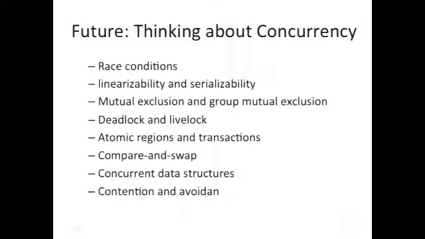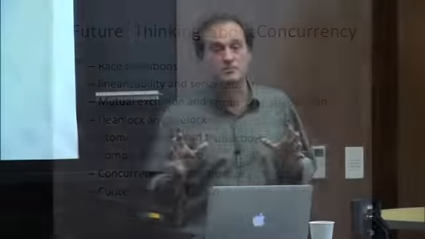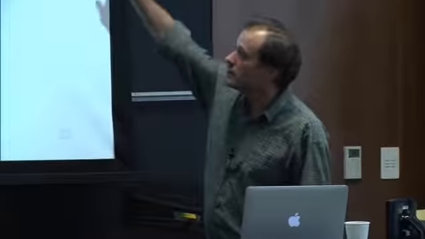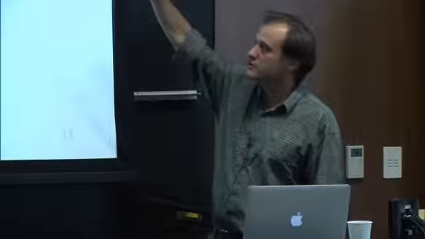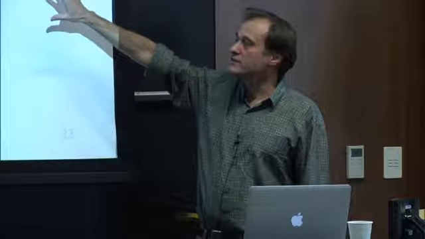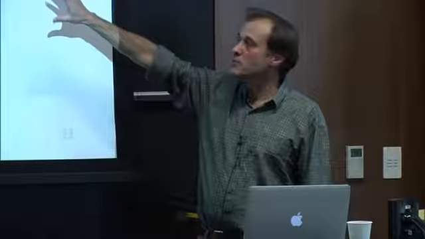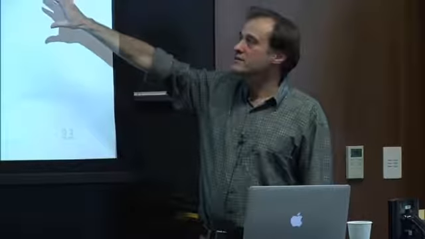In terms of the future, like I said at the beginning, this course focuses on parallelism and not concurrency. So we ignore any issues of race conditions. We don't discuss the notion of linearizability or serializability or mutual exclusion. These are all key ideas. And currently, if you look at our curriculum and most curriculums, these ideas are scattered across a bunch of different courses.